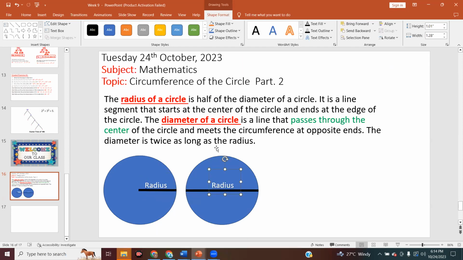Remember when we defined the diameter of a circle, it's a line that passes through the center of the circle and meets the circumference at opposite ends. So like Lava said, it goes from end to end. So it is the diameter. This is the diameter right there. So the diameter is there and the radius is there.